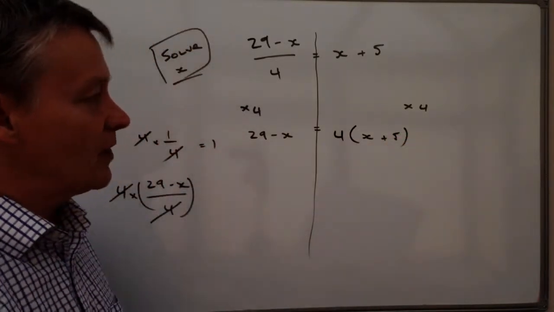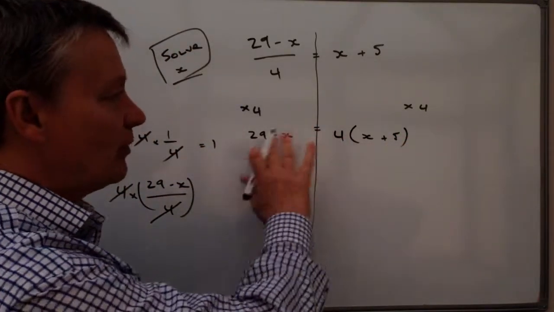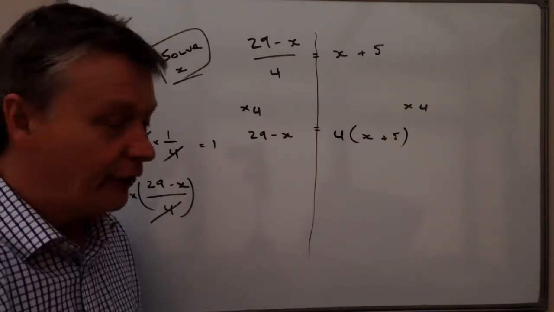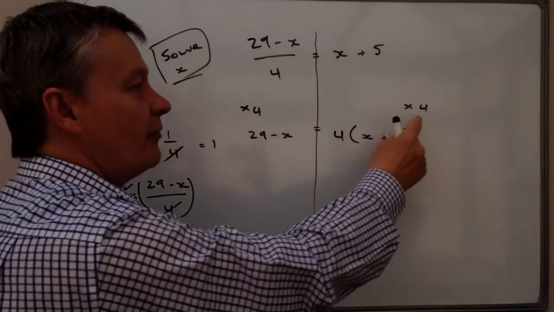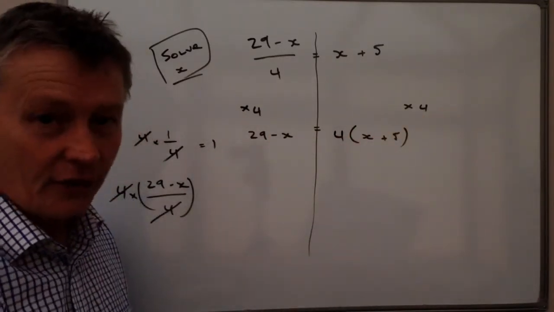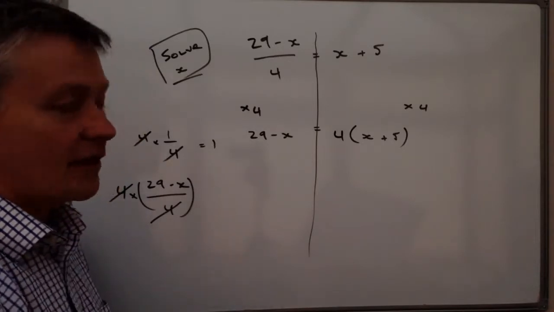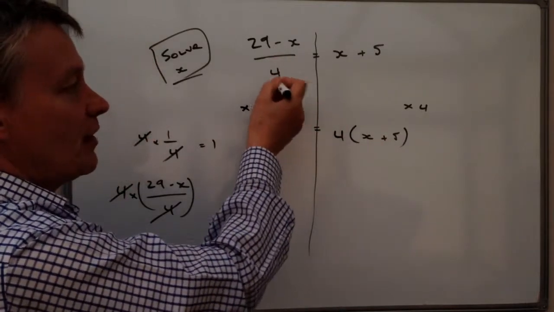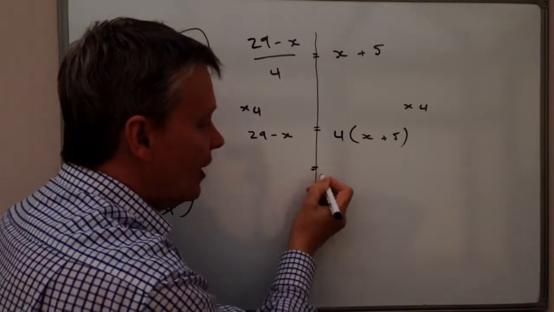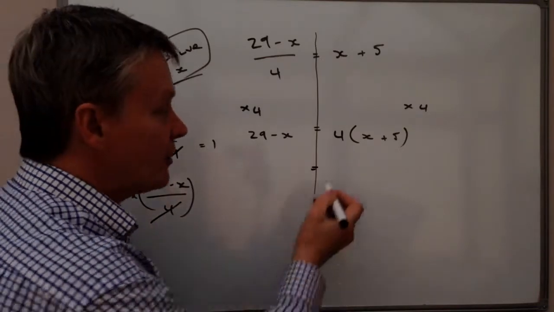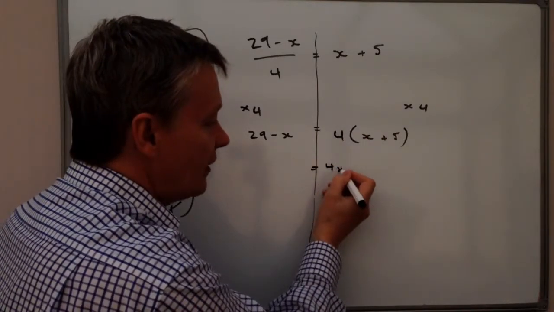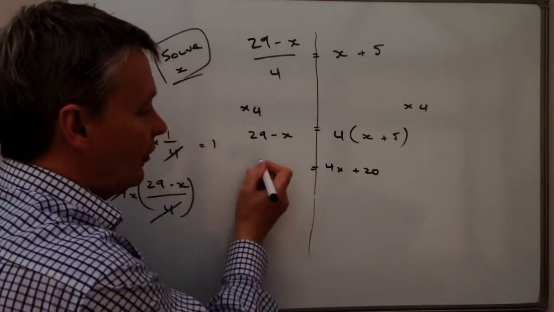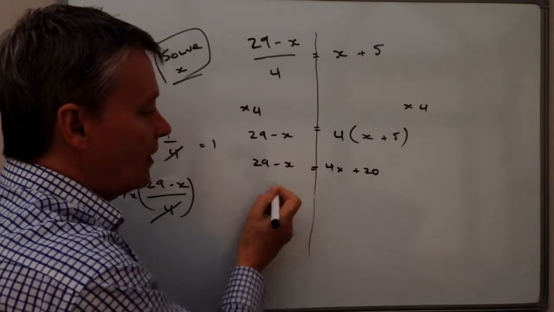It's like anything else with linear equations. It looks pretty horrible when you start off, but actually it'll work out absolutely fine. And providing you do the same thing to both sides of the equation, you should be able to get the value of x without too much of a problem. So let's get rid of these brackets. I've got rid of the denominator over here. I'm going to get rid of these brackets by multiplying them out. So 4 times x is 4x, and 4 times plus 5 is plus 20. And on this side I've got 29 minus x.